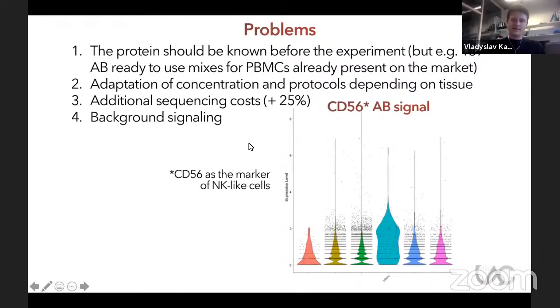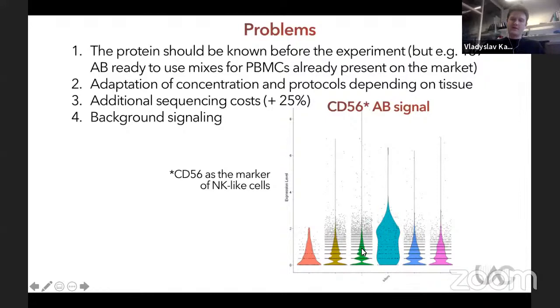The last but not least is that each antibody has some background signaling. What I'm showing you is also a violin plot of the expression of these antibodies. In this case, I plotted the CD56 antibody in our data. CD56, as you may know, is the marker for natural killer-like cells or natural killer cells. And you see here a clear population of killers expressing this antibody at a high level. It's nice, you can see this enrichment here.